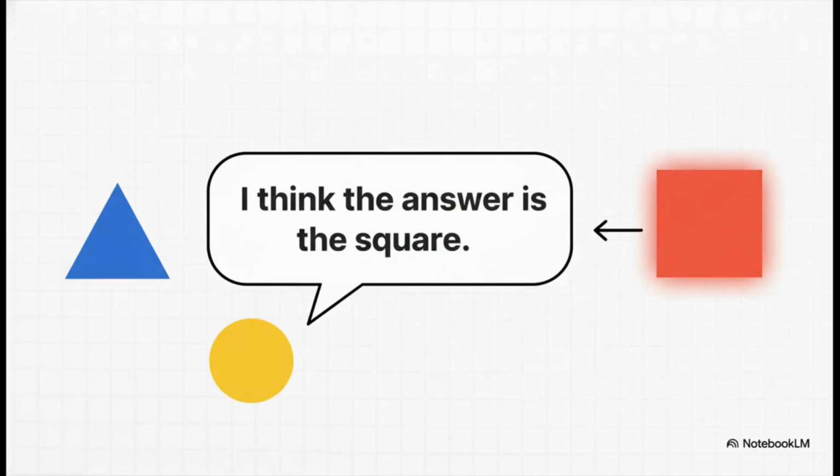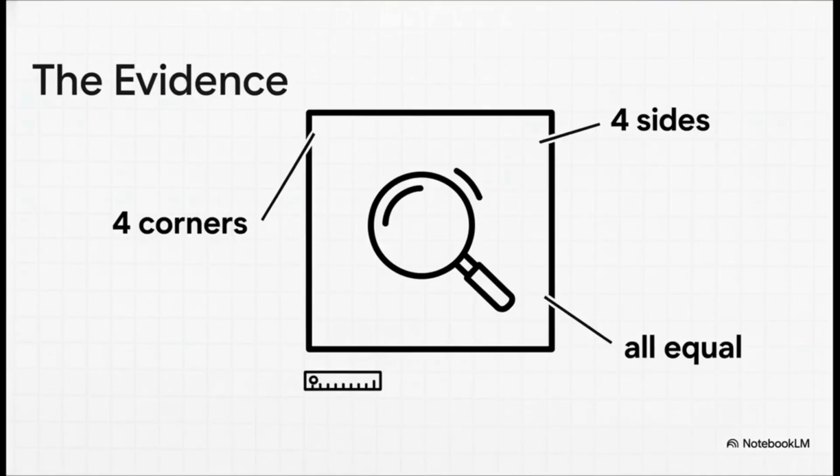So a student looks at the shapes and makes their claim. And using that sentence stem, they'd say something like, I think the answer is the square. Boom. They've stated their answer clearly. Okay, so next you prompt them to find that evidence. What do you see that makes you think it's the square? And they might point out, it has four sides, or I see four corners, and maybe that the sides are all equal. They're just collecting facts they can see.